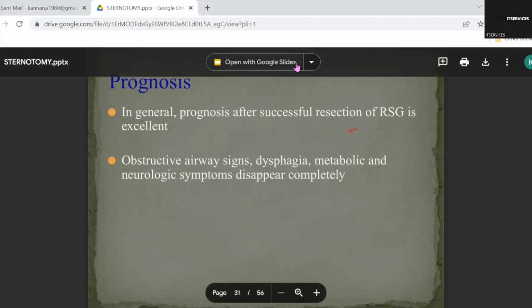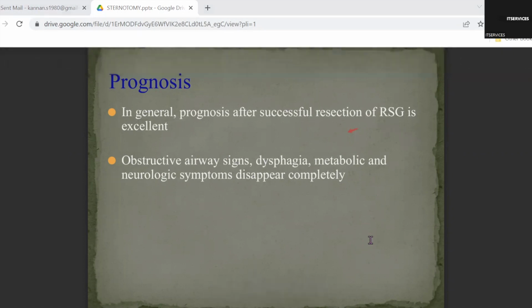So in your experience, Dr. Kannan, how common is it that you come across a case where you had to do a sternotomy or any other procedure other than this cervical approach? Most of the tumors which are above the aortic arch come out from the neck. In our practice, at least 5% of the patients with retrosternal extensions would need a sternotomy.